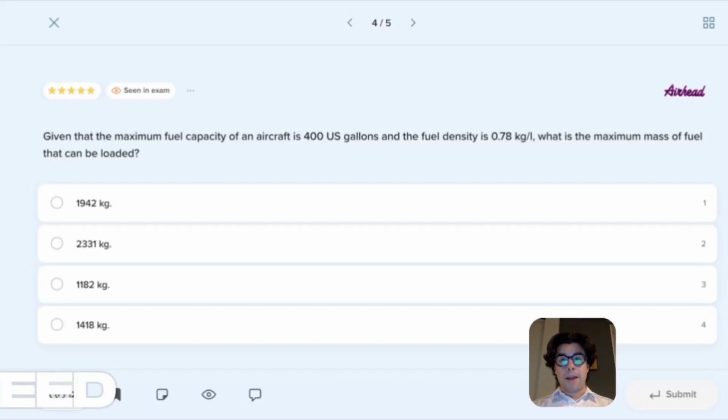Of course, all these numbers can be found in the CAP for mass and balance. And I believe that for exams, depending on the authority, most authorities allow you to have these CAPs during the exams. So don't forget to take advantage of these and always cross-check your numbers.